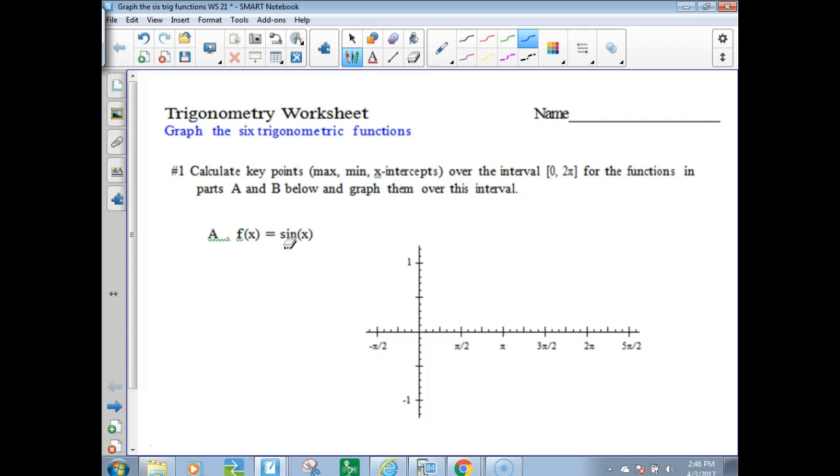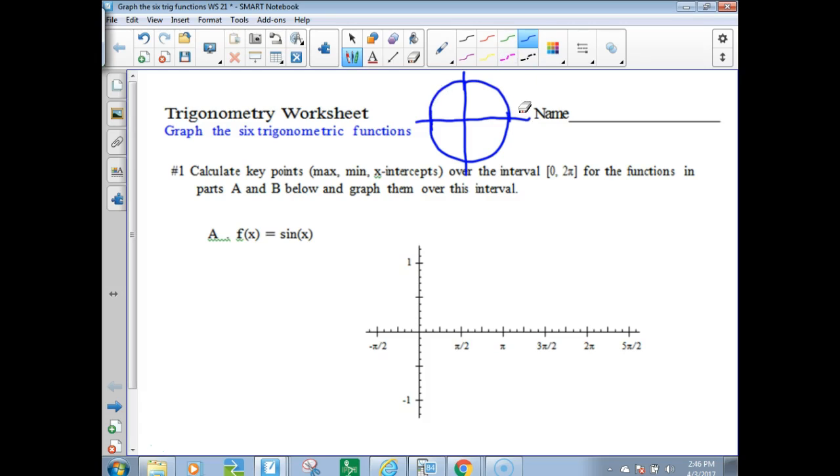This first one, the basic sine function, I have drawn on the board the unit circle. I'm going to draw it on here just because if you're looking at this video, then you can't see the unit circle that's on the board. Okay. Don't know why my circle isn't all that great, but oh well.